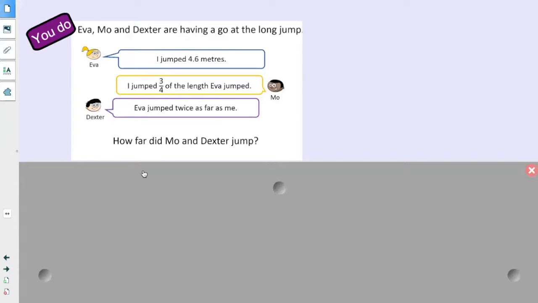Okay, this one is for you guys to have a go at. Eva, Mo and Dexter are having a go at the long jump. How far did Mo and Dexter jump? Pause the video and have a go at working this out for yourself.